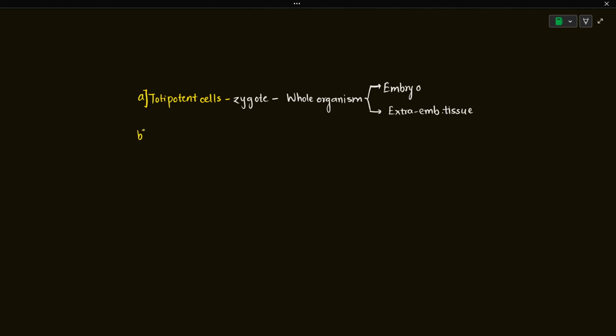The next category of stem cells is pluripotent cells. Okay. So you could say that pluripotent cells can give rise to all cells that exist in the individual, except the extra embryonic tissue. So except the placenta, a pluripotent cell can give rise to any type of cells that could be found in the individual. So we can also say that pluripotent cells are the embryonic stem cells.